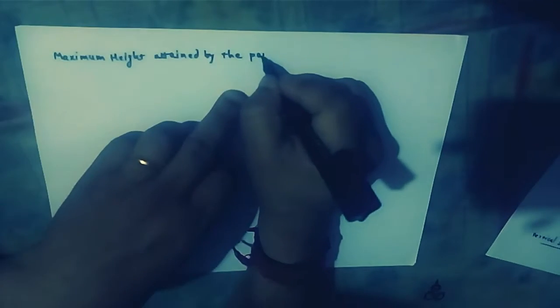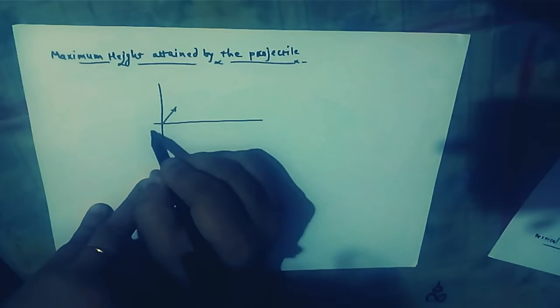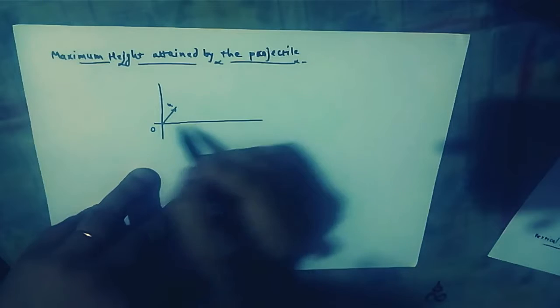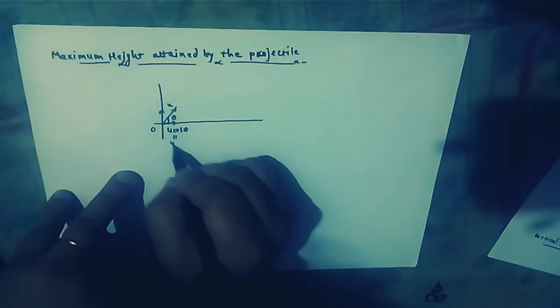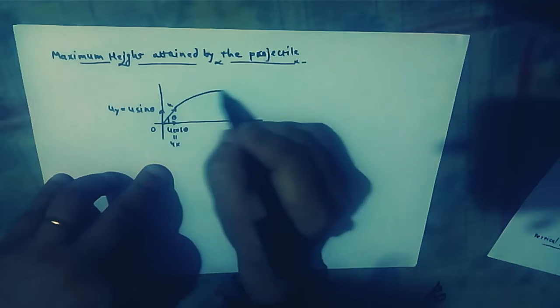So now we will try to find out what is the maximum height that it can attain by the projectile. Suppose this projectile is thrown from a point O with a velocity u, and the horizontal velocity is u cos theta, of course, and that is the angle theta, and that is ux, and uy is the vertical component, which is u sin theta, and it travels and then goes down like this.